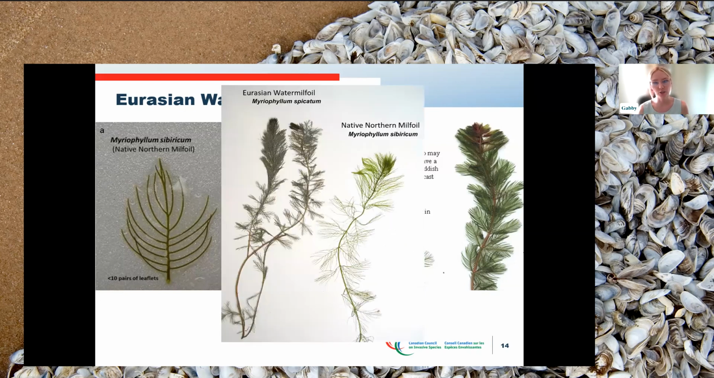And just again, another comparison to the native milfoil, you can see the foliage is just a little bit more dense. There's a bit more leaflet material there. And again, looking at that bit more of a reddish color to it.